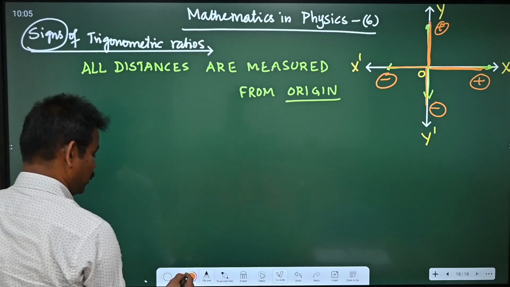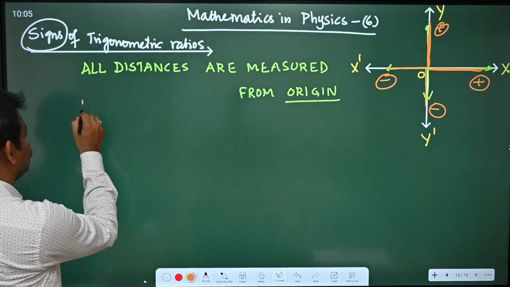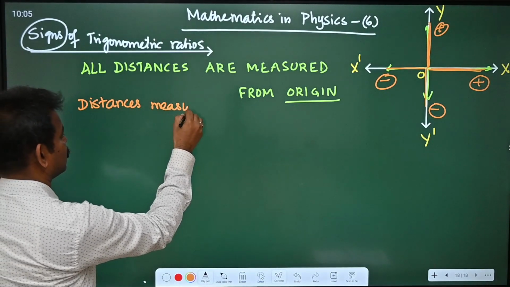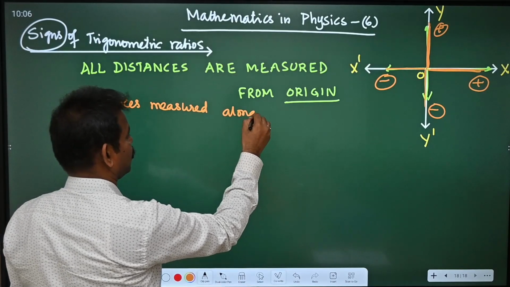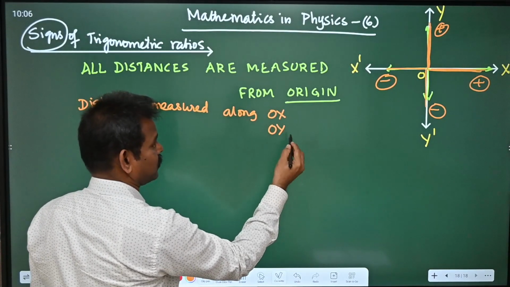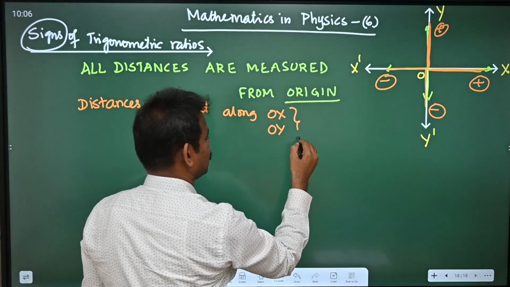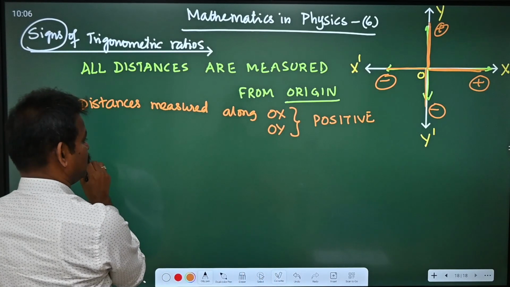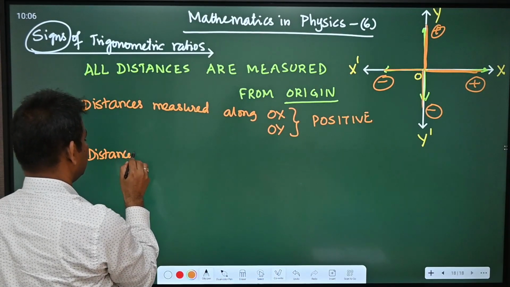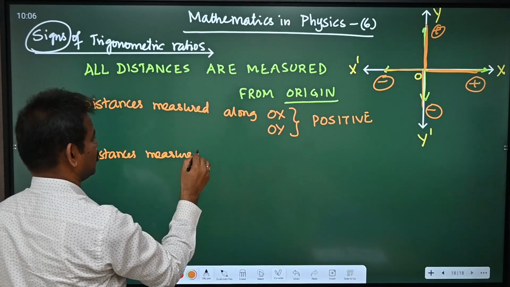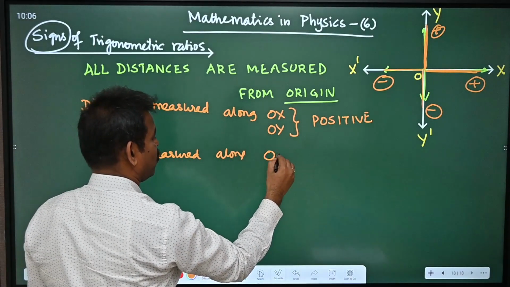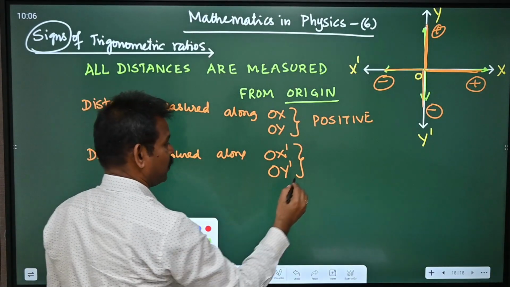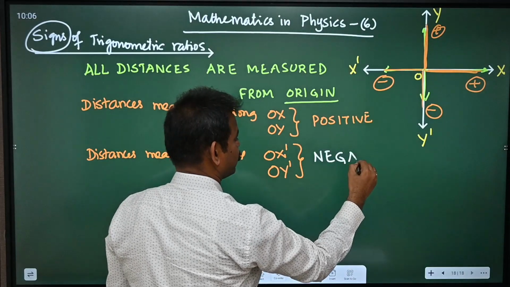Now first, I will write this one. Distances measured along OX, OY, that is O to X, O to Y, these are positive. But distances measured along OX dash, OY dash, these are negative.